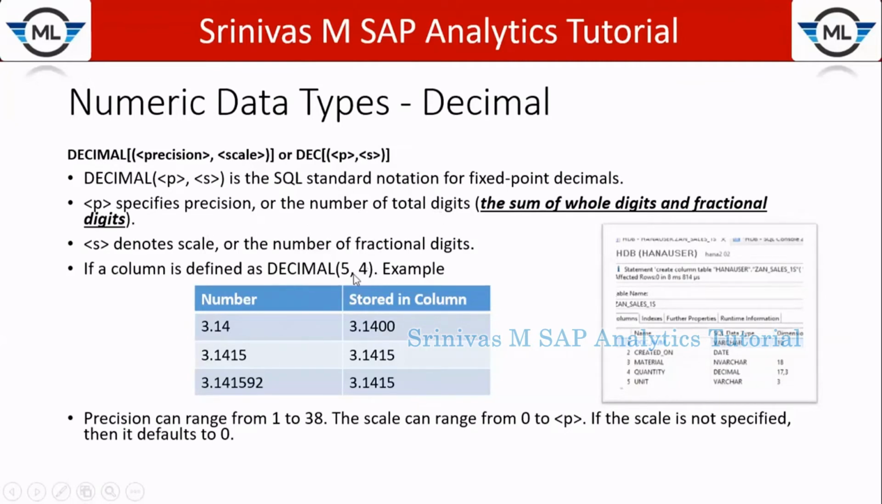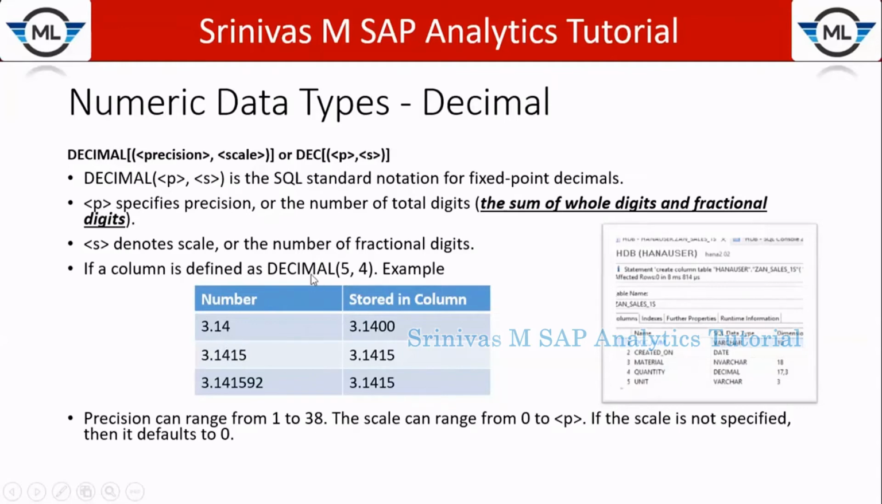So if you are defining a decimal with 5 comma 4, it means the total length of your number, including decimals, including the digits before and after the dot, must be at most this value. So that's what it is saying here: the sum of the whole digits and the fractional digits. So p always represents the sum of the whole digits and the fraction digits.